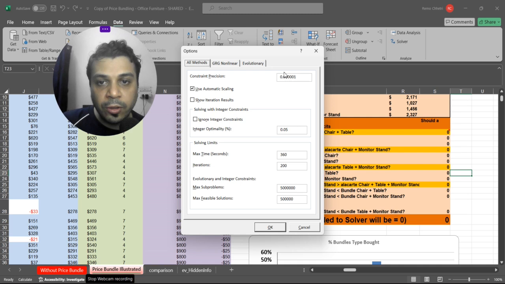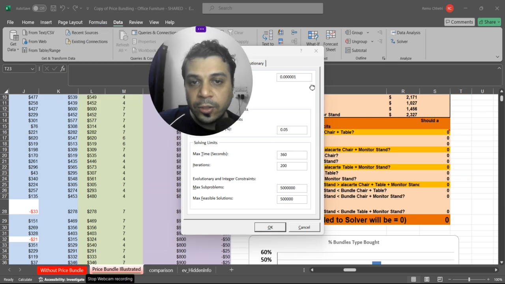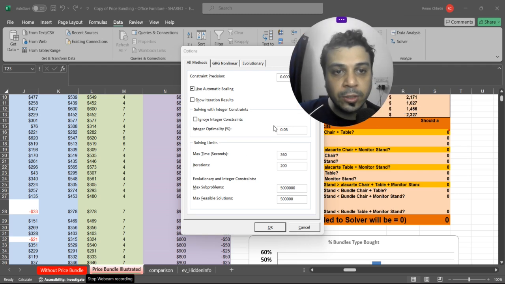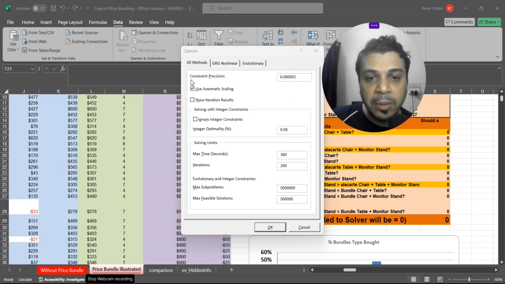As you can see here, you can have constant precision, you can have the maximum time. So 360 seconds, as you can understand, is 6 minutes. It's quite a long time, like I said. We can't obviously give that much time, but I already have copy-pasted what's going to be the output of the analysis, and we're going to have a look at that.